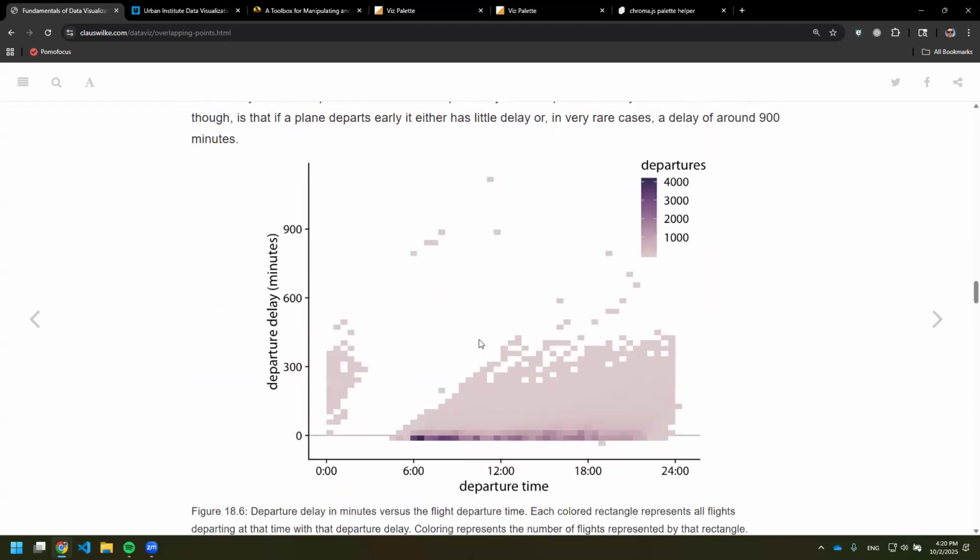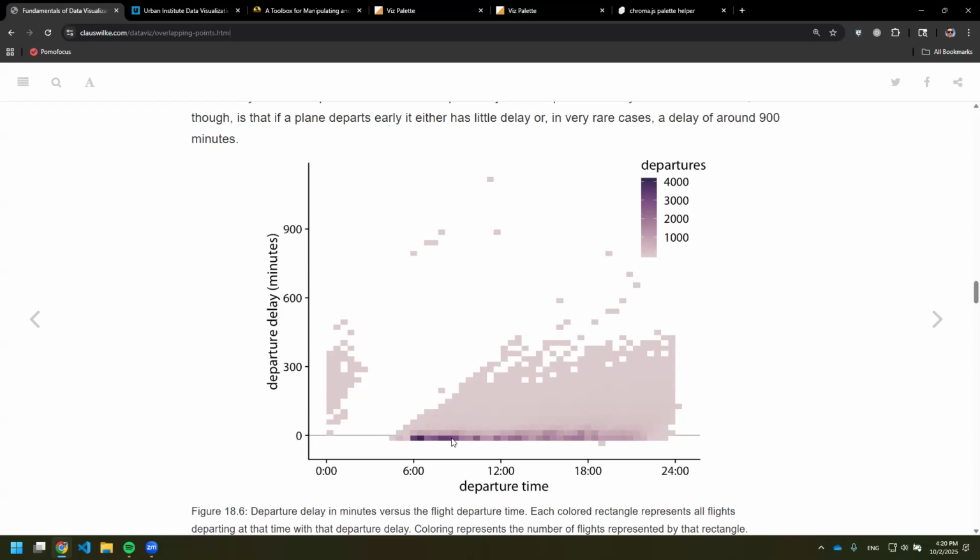So what we do here is we have the number of departures, and then we have things plotted here. In effect, rather than points, we have a box, and the darker the color of the box, the more flights fall into that data point. And with this one change, it makes it really clear.